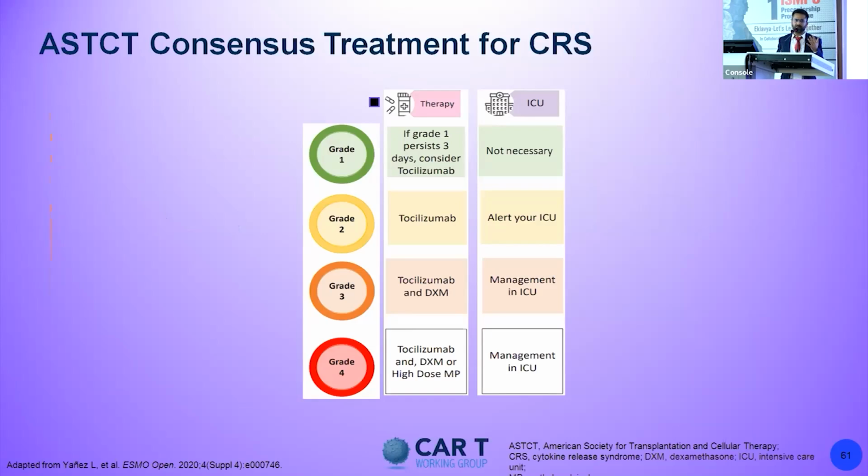And you could give up to 2 doses. If there's no improvement after the first dose, maybe 8 to 12 hours, you could also consider adding dexamethasone. The dose is generally 10 milligrams IV 6 hourly, and that's how the CRS is managed. Obviously, for grade 3 and grade 4, needless to say, dexa and toci are the drugs of choice.